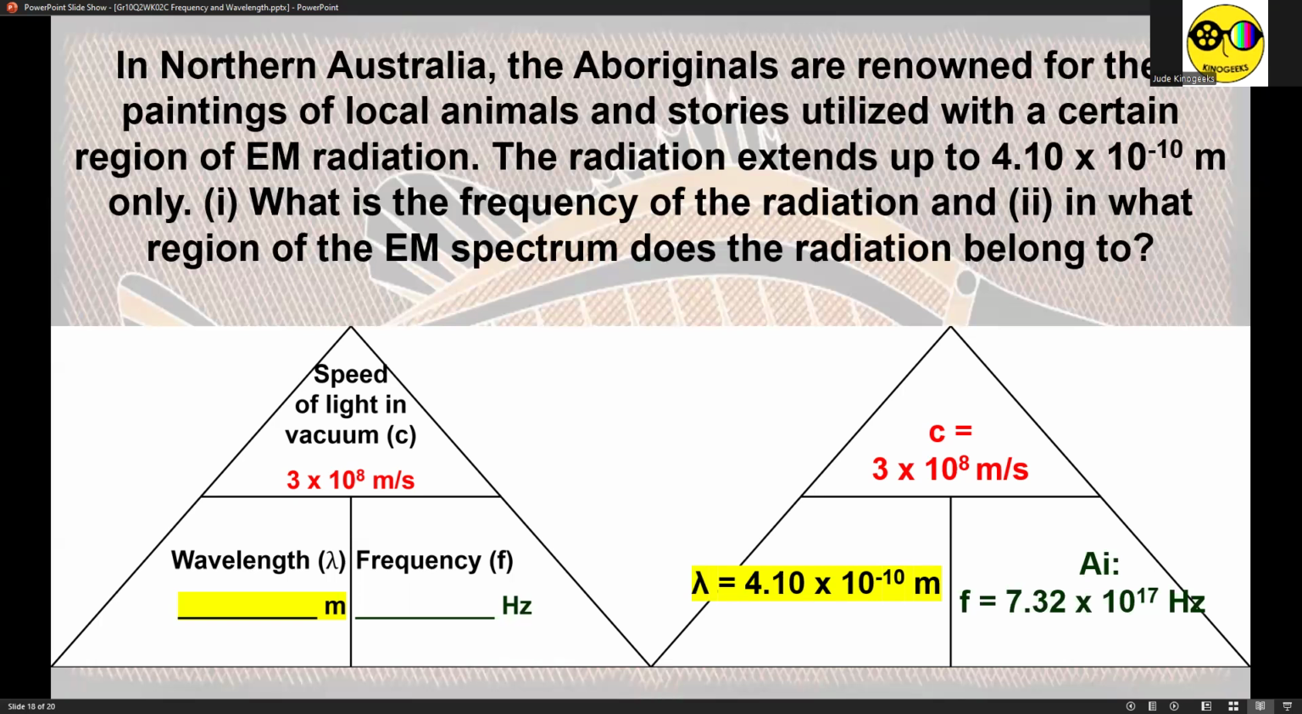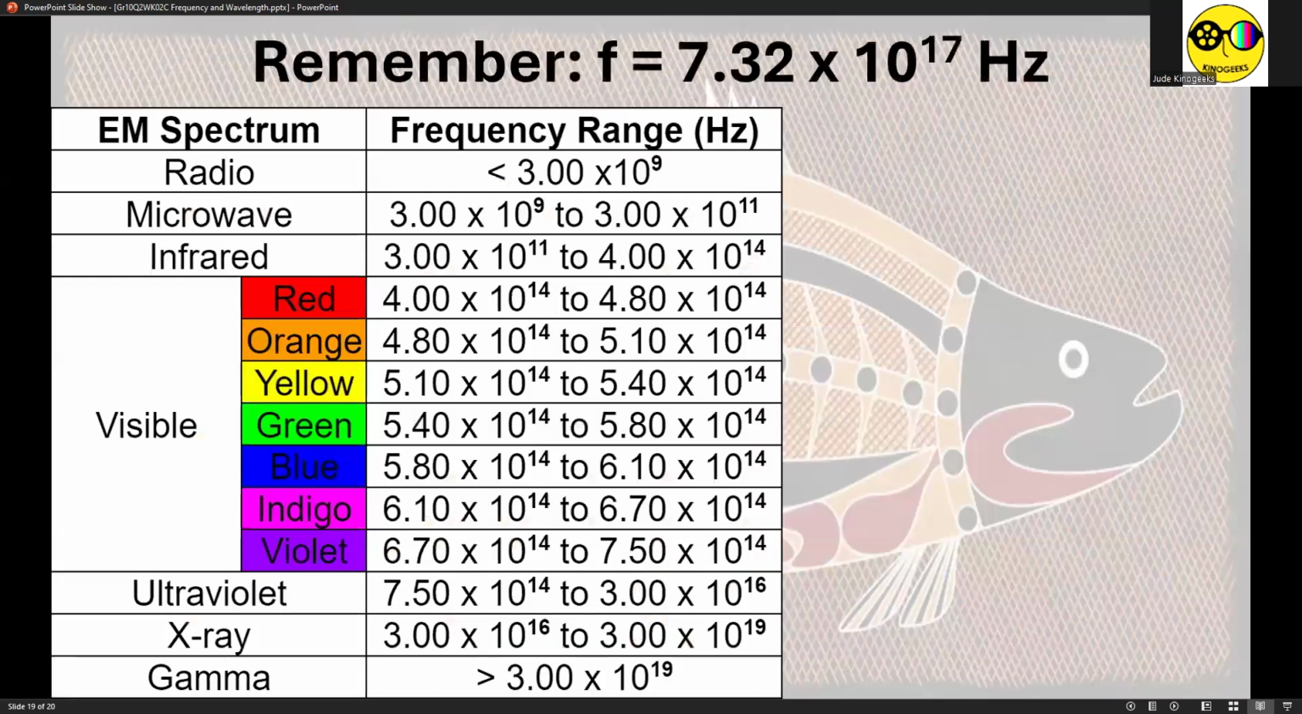So this problem is a little tricky compared to the first three because this one, the answer is not obvious. So what component of the electromagnetic spectrum is being used for paintings of local animals and stories in Northern Australia? So to answer that question, we need the help of the frequency table. So the frequency is 7.32 times 10 raised to positive 17 hertz.